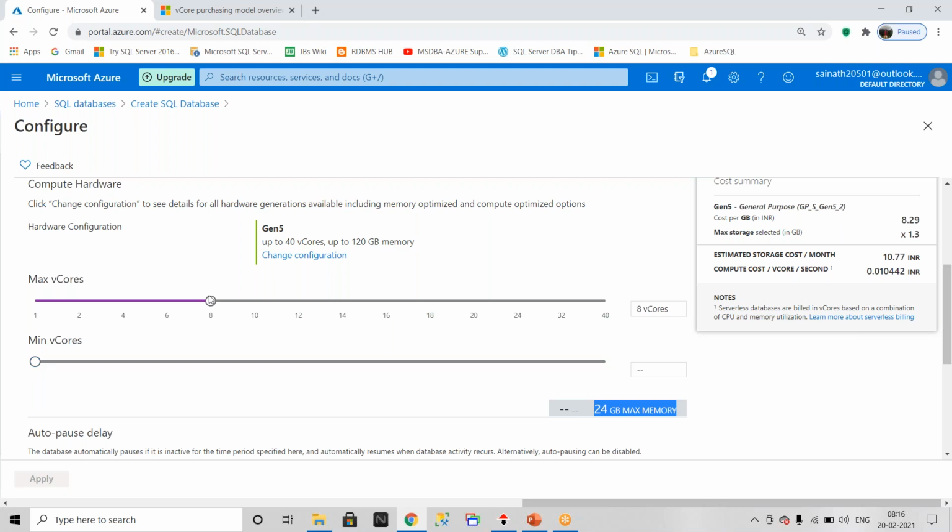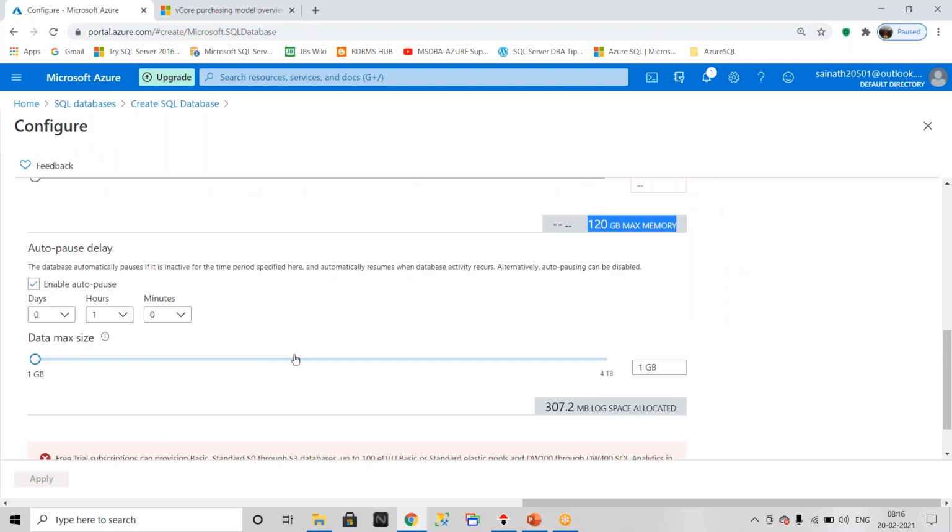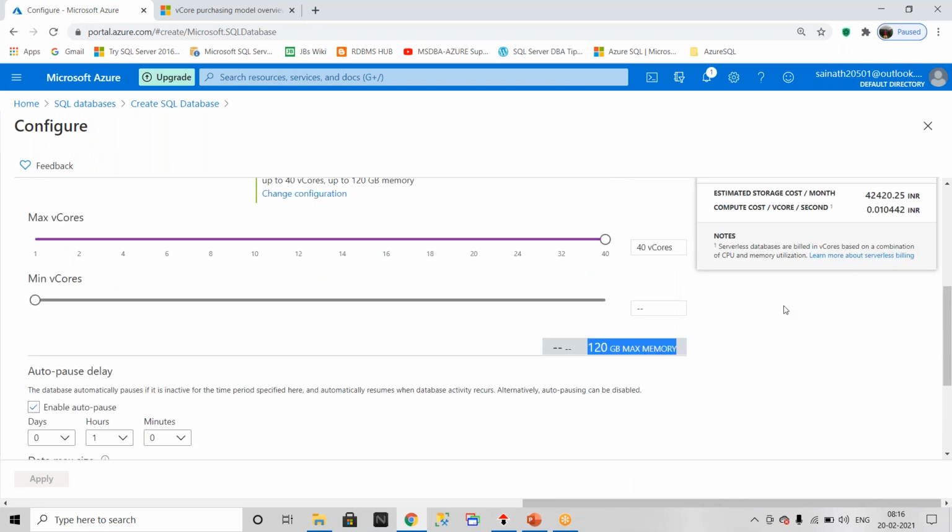So what is the maximum you will get? Maximum up to 40 cores when you go for Gen 5, maximum up to 120 GB of memory, and your database size can be a maximum of 4 terabytes, even in serverless. So Microsoft is offering 40 vCores, 120 GB of RAM, and 4 terabytes of database that you can keep under serverless.